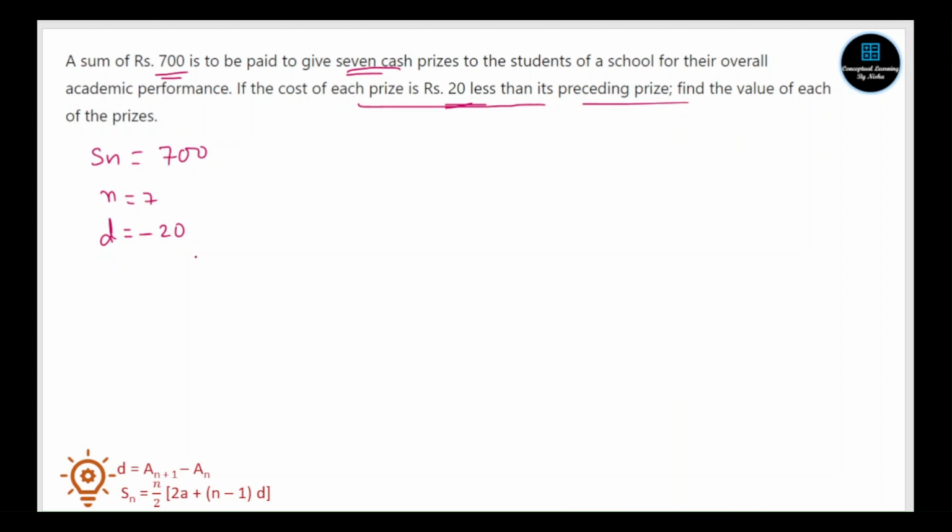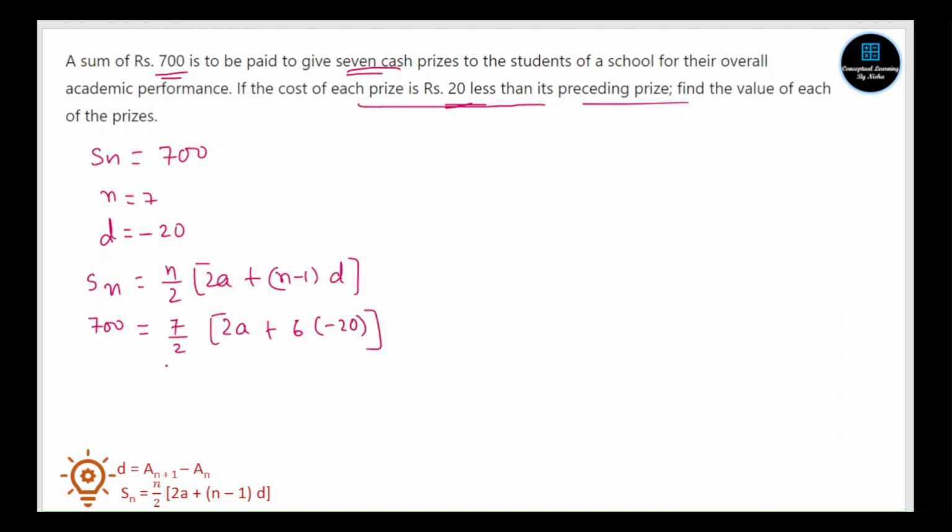Now we are given these values and we can find all the terms of the series. For that we require the first term, so we'll substitute everything in the formula. Sn equals n upon 2, 2a plus (n minus 1) into d. Now we have the values. So 700 equals 7 upon 2, 2a, we don't know a, and n is 7, so 7 minus 1, 6, into minus 20.